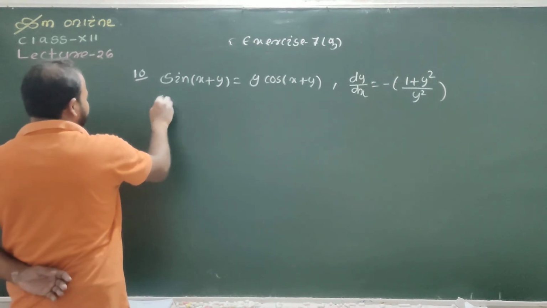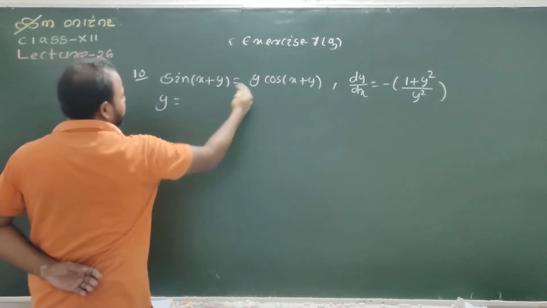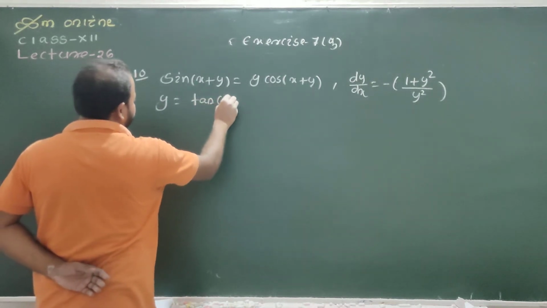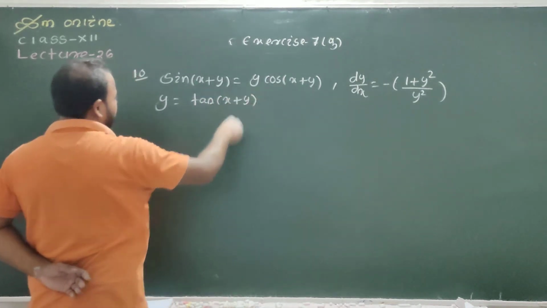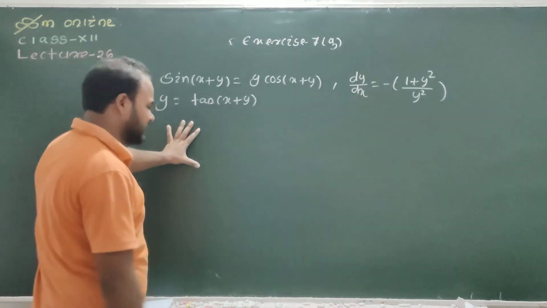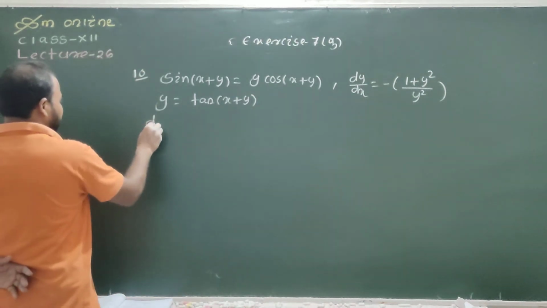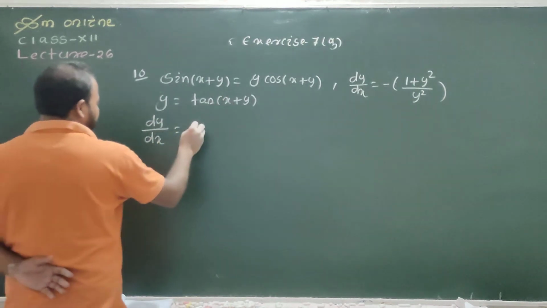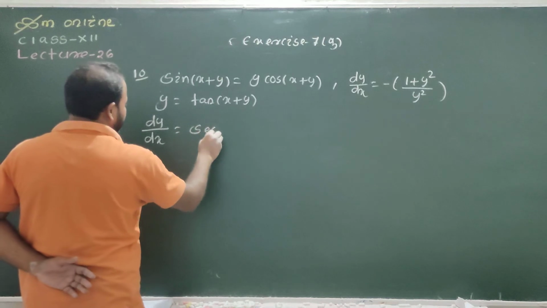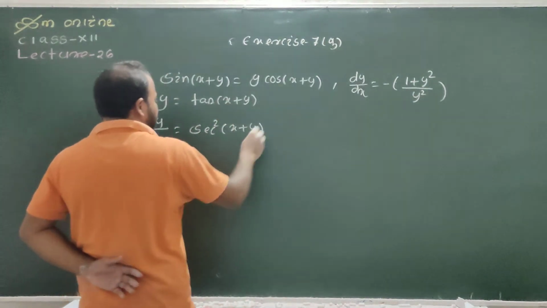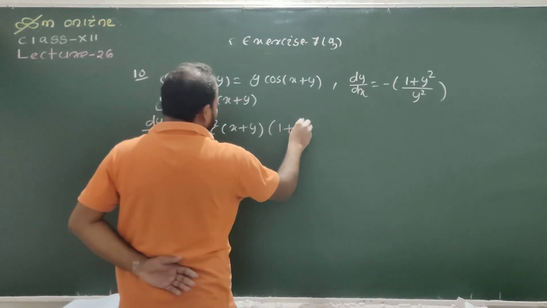So here we write y equal to what? Sin of x plus y upon cos of x plus y. This is tan of x plus y. Now differentiating both sides with respect to x, we get dy by dx equal to the derivative of tan of x plus y, that is sec square of x plus y into the derivative of x plus y, which is 1 plus dy by dx.